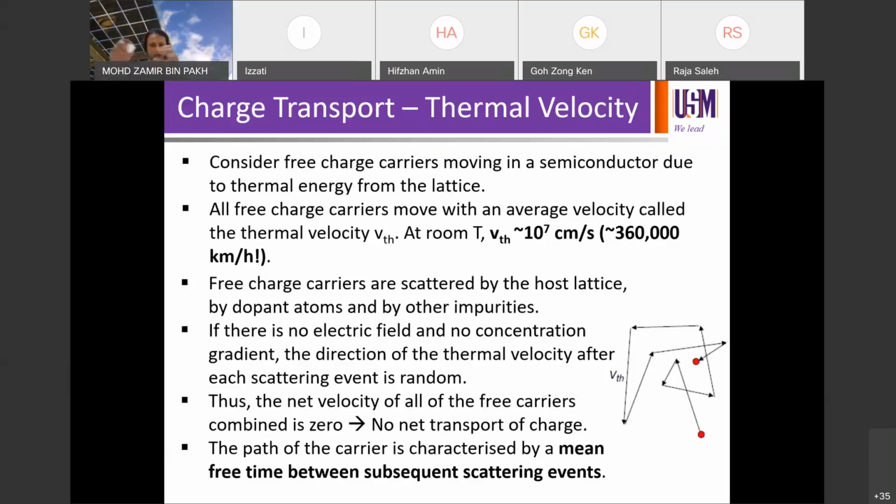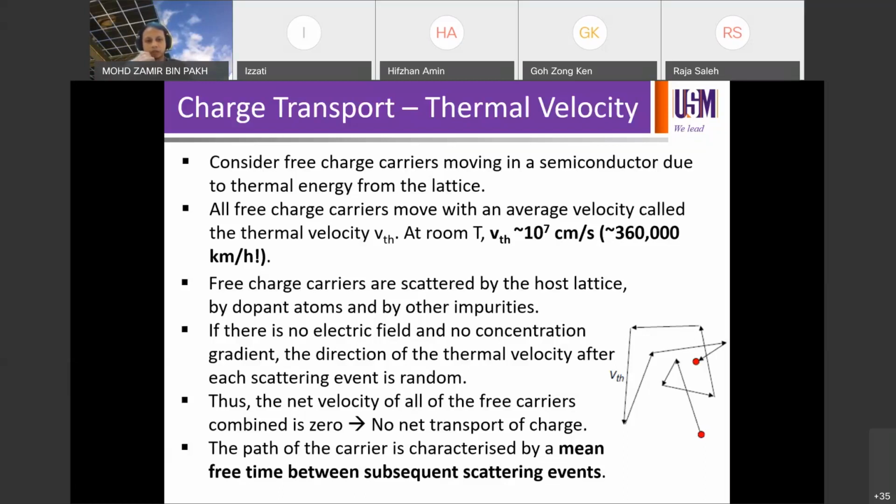Each other, right? So it's going to be random. Thus, the net velocity of all the free carriers combined is 0. So the net velocity is 0, no net transport of charge. So there's no net transport, which means that there's no specific direction of movement. There's no specific direction of motion of the free carriers because of random scattering. So what we can see is only random movement, and that's it. There's no net movement in a certain direction.